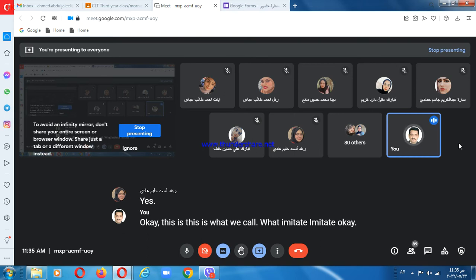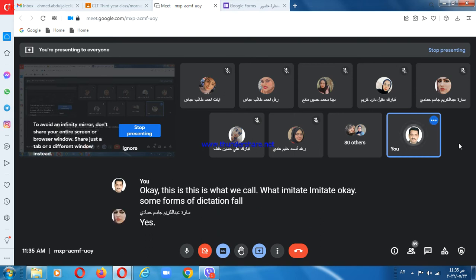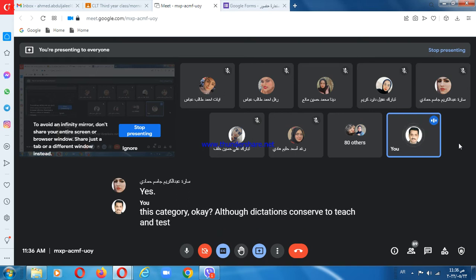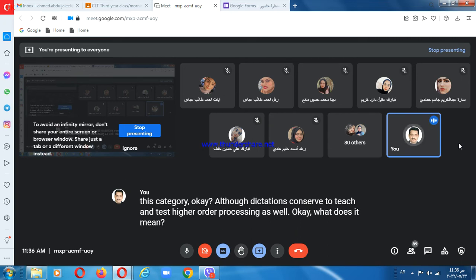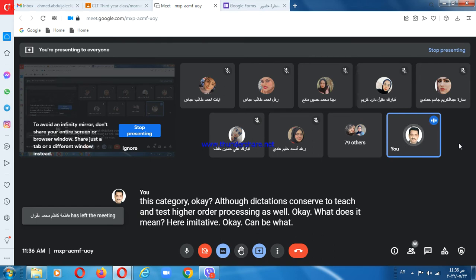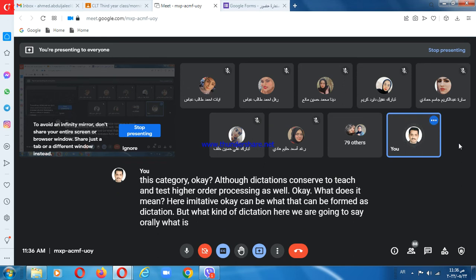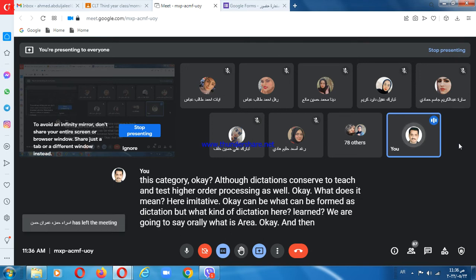Some forms of dictation fall into this category, although dictations can serve to teach and test higher order processing as well. What does it mean? Here, imitative can be formed as dictation. But what kind of dictation here? We are going to say orally what is learned earlier, and then they are going to write exactly.